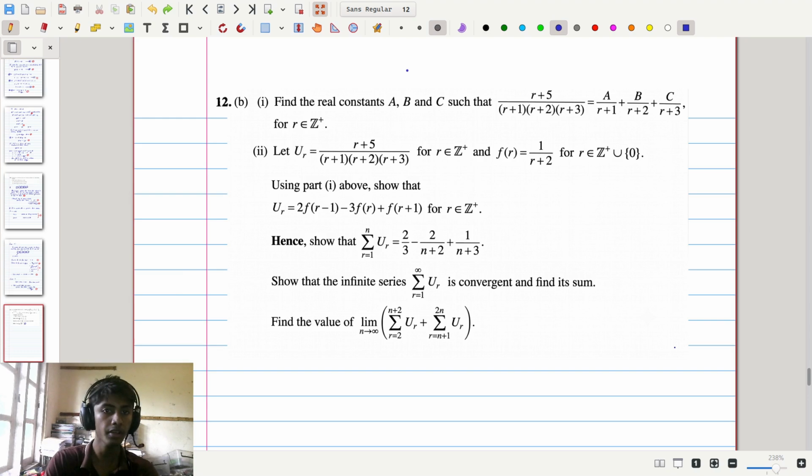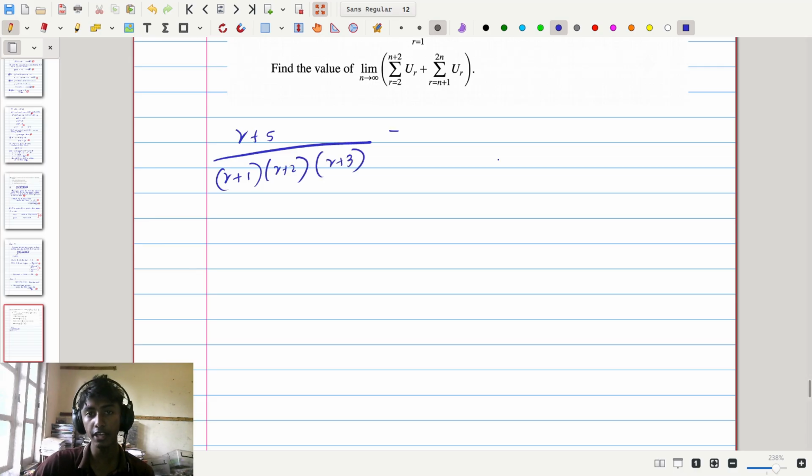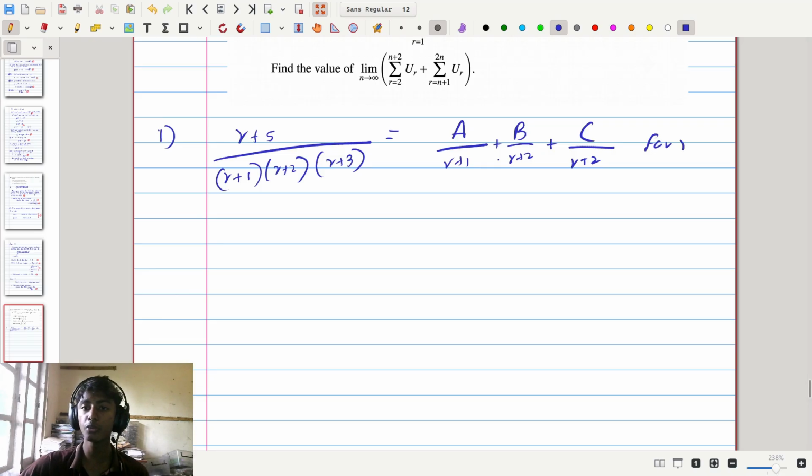Now to start with this question, let's write down this expression on the left hand side and right hand side and try to do the same thing that we do with partial fractions to find the values of the constants a, b and c. So writing this down, we have (r + 5) divided by (r + 1)(r + 2)(r + 3) on the left hand side, and on the right hand side we have a divided by (r + 1) plus b divided by (r + 2) plus c divided by (r + 3) for r element of the positive integers.